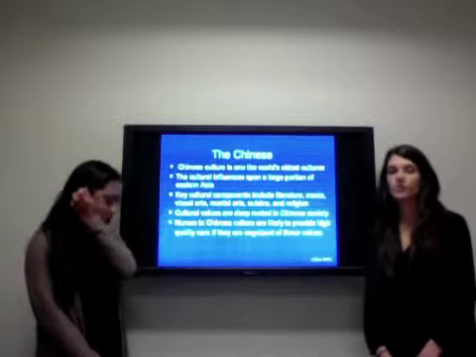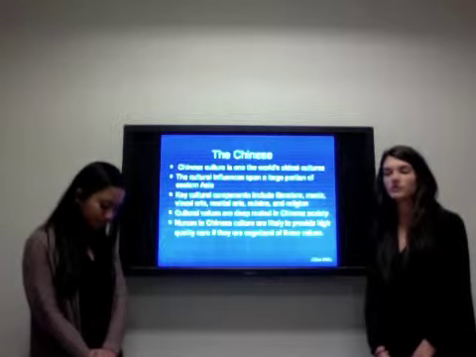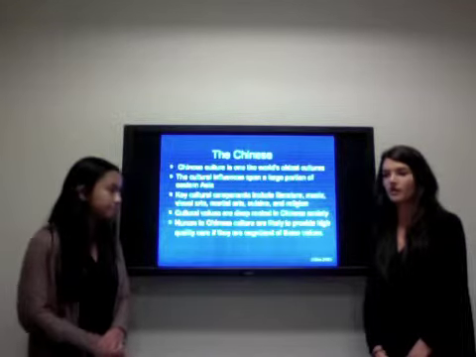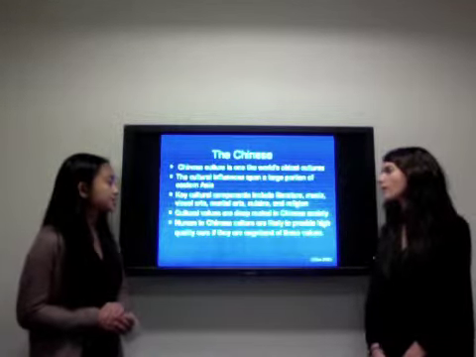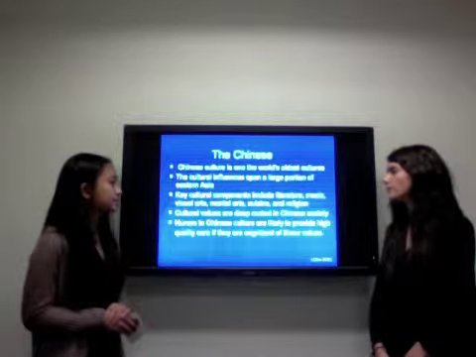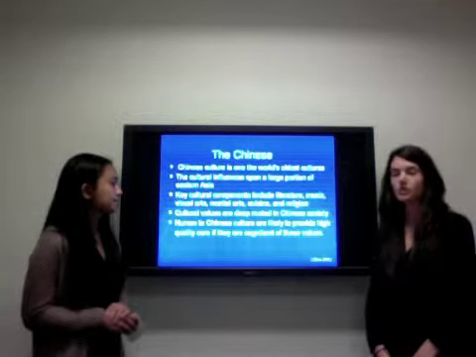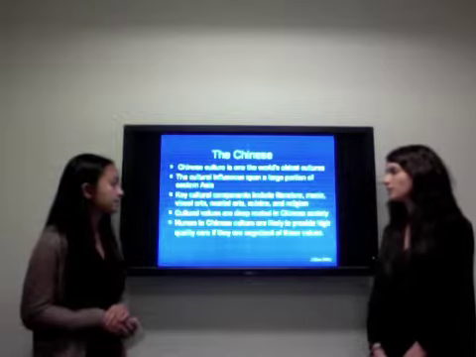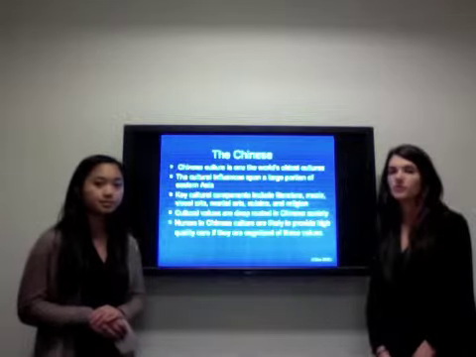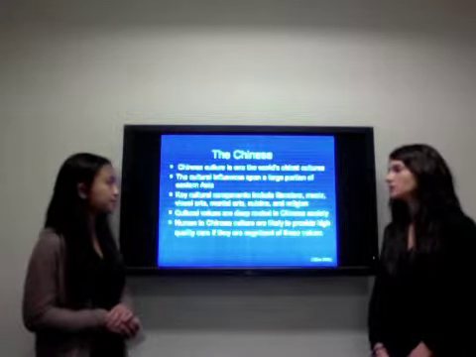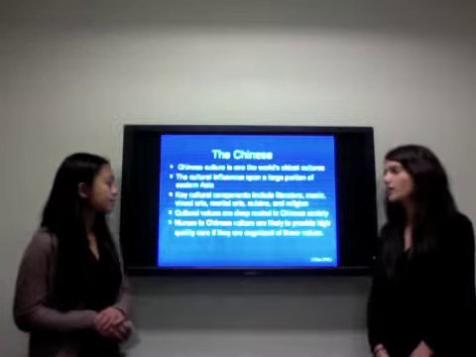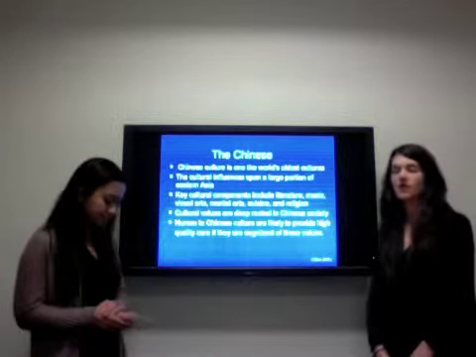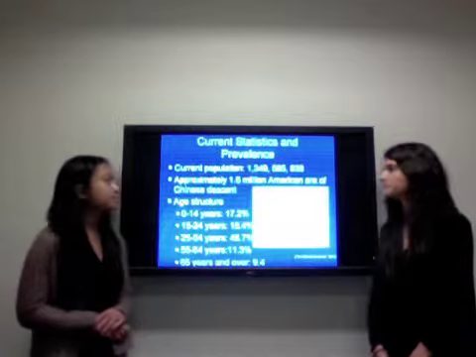The Chinese culture is one of the world's oldest cultures. The culture influences a large span of the continent of Asia. Key cultural components include literature, music, visual arts, martial arts, cuisine, and religion. The values are deeply rooted in Chinese society. Nurses are likely to provide quality care if they're cognizant of these values.